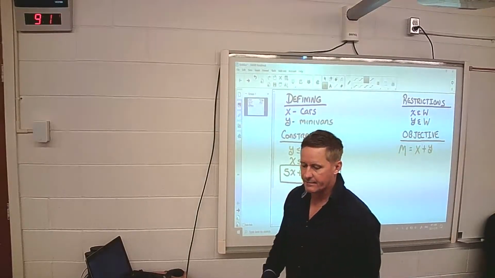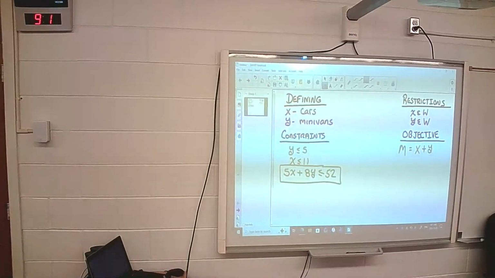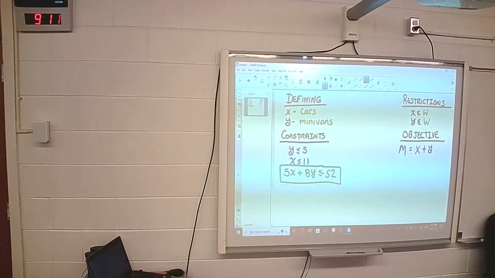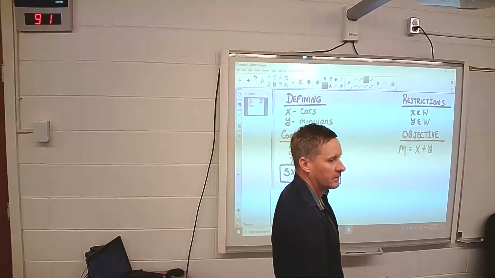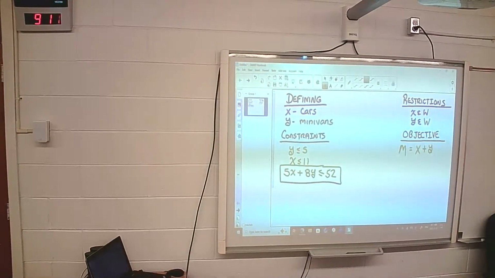So cars and minivans. We want the minimum or the maximum amount. Cars and minivans for this question. So we haven't done the whole pile yet, but there's quite a bit of information on that board. All right. So now what we do is we graph the next step of this.